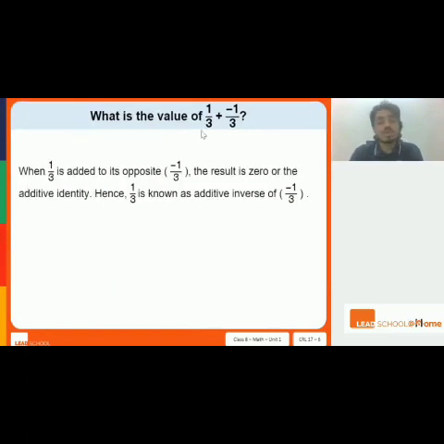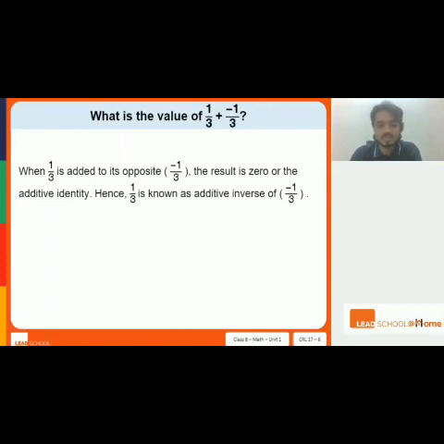Now what is the value of 1 by 3 plus negative 1 by 3? What will be the answer for this? 0. So when 1 by 3 is added to its opposite, that is negative 1 by 3, the result is 0 or the additive identity. We just learned that additive identity for all numbers is 0. So when we add 1 by 3 and negative 1 by 3, we get 0 as answer, which is the additive identity. Hence, 1 by 3 is known as the additive inverse of negative 1 by 3.